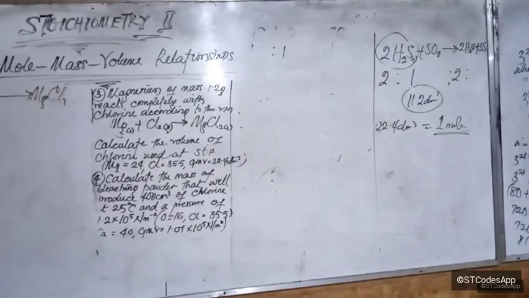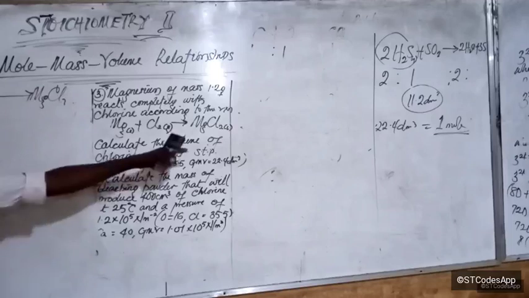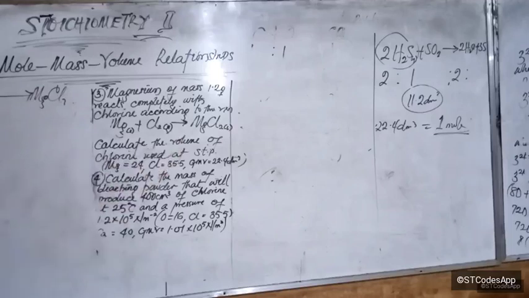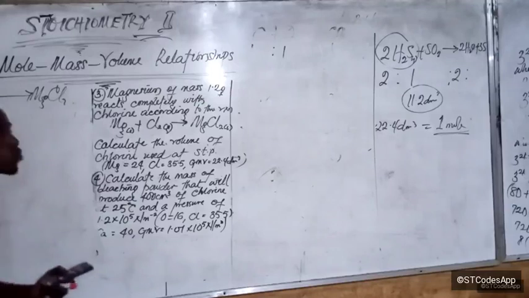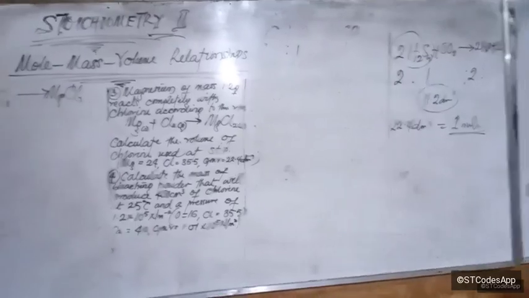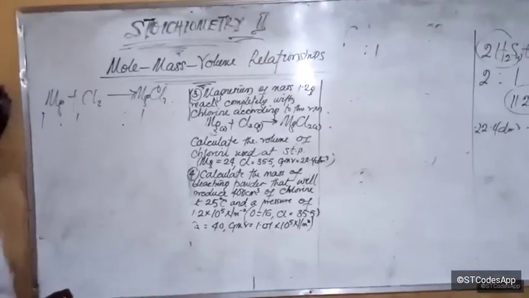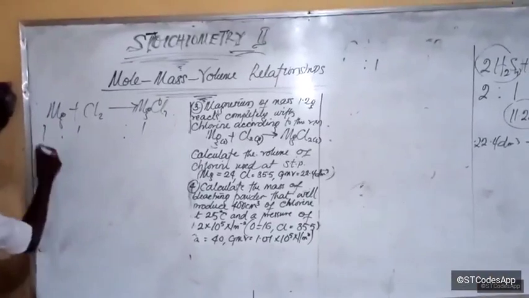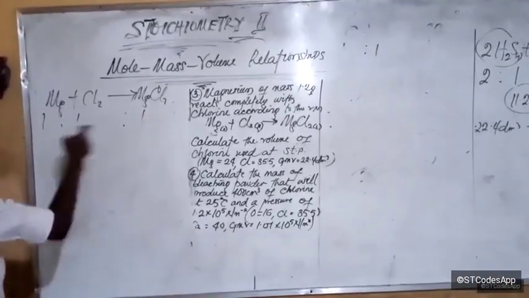So what do we have here? It says that we should calculate the volume of chlorine used. Since 1.2 grams of magnesium is reacting with this, what is the volume of chlorine that is used? What you necessarily have to do is ask yourself how many moles of magnesium is reacting there. The mole ratio is 1:1 to produce 1. Is that okay? And we have 1.2 grams here.